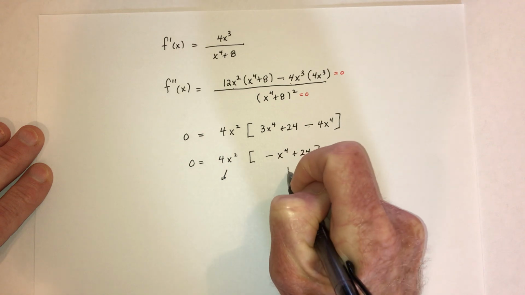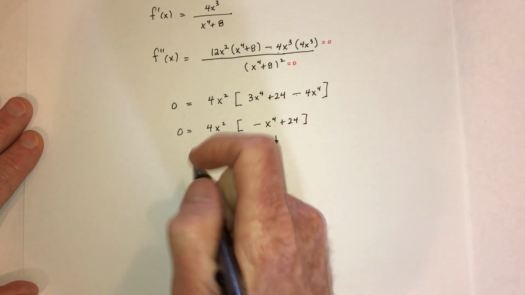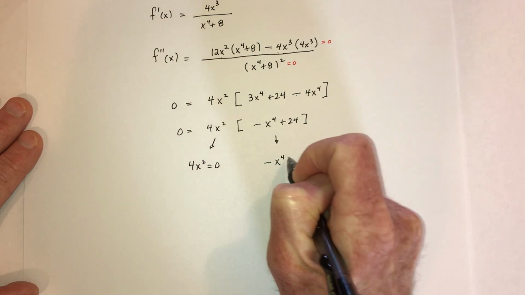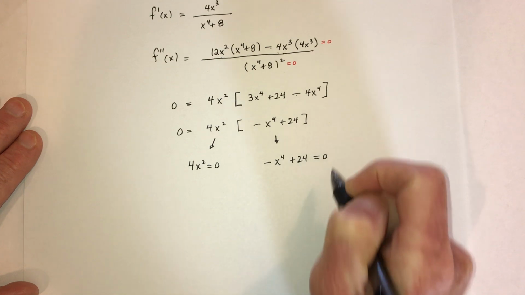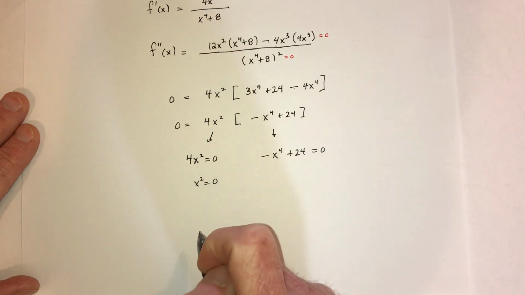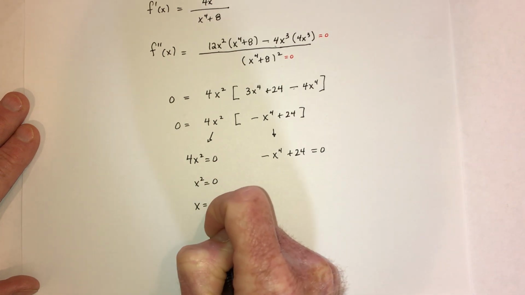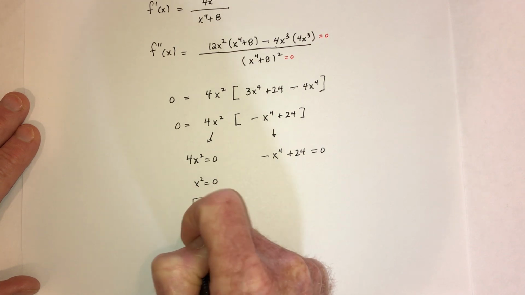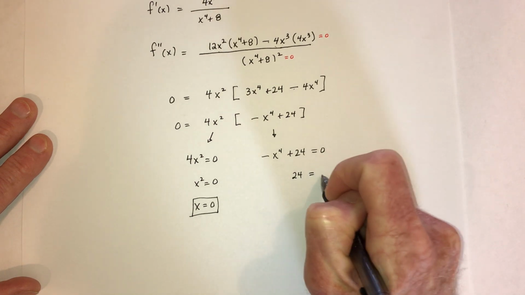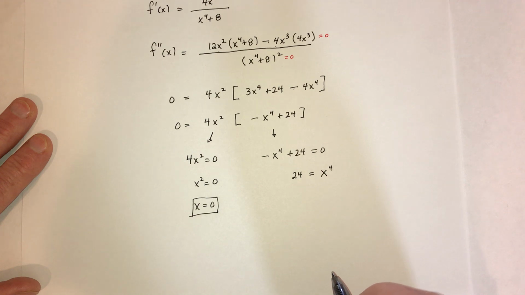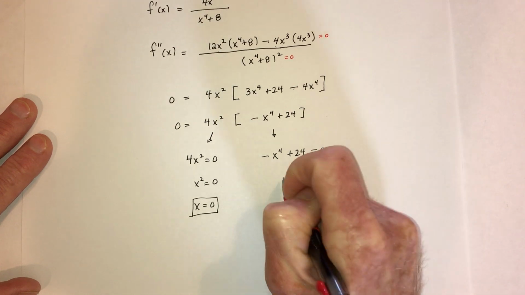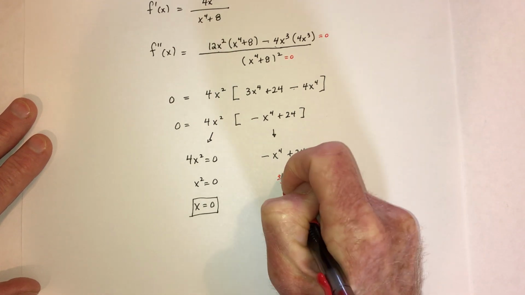And now that it's factored, you can set each factor equal to 0. So 4x squared equals 0, or negative x to the 4th plus 24 equals 0. With this one, you could divide by 4, so that leaves you with a 0. You could take the square root, and x equals 0 is going to be one of the important numbers. And for this one, you could add x to the 4th to both sides. It'll become positive. And then take the 4th root of both sides. And when you do, it's going to be plus or minus the 4th root of 24.